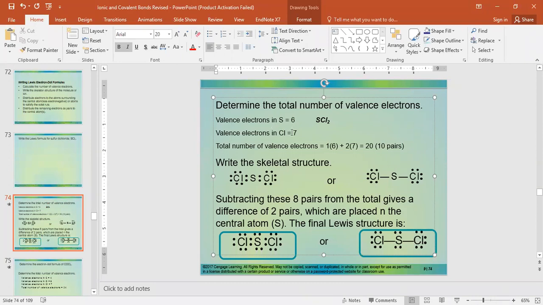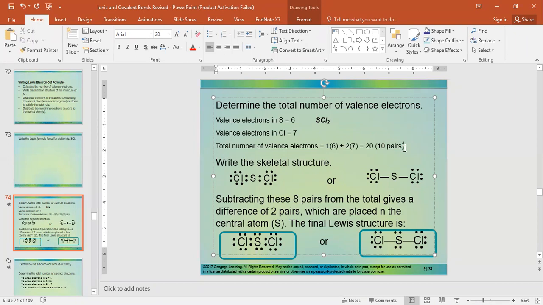For chlorine, it is actually again in group 7. So it has 7 valency electrons. So how do we calculate the total number of valency electrons? In this particular compound here, we have 1 atom of sulfur, and that atom of sulfur has 6 valency electrons. Now there are 2 atoms of chlorine, which is found here, and each of them has 7 valency electrons. So you realize that this one is 6, and this one is 14, and when you add the 2, we are going to get 20 electrons, which we can also describe as 10 pairs of electrons.